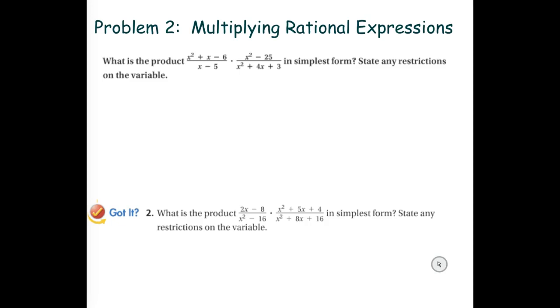All right, shifting from simplifying to multiplying. The only thing different here is that we have 2 of everything. We have 2 numerators, 2 denominators. You're still going to go through the same 3 steps. Factor everything, look at domain restrictions, and then reduce out common factors. Okay, so how would this first one factor? X squared plus x minus 6. X plus 3 and x minus 2. Okay, denominator is x minus 5. How does x squared minus 25 factor?